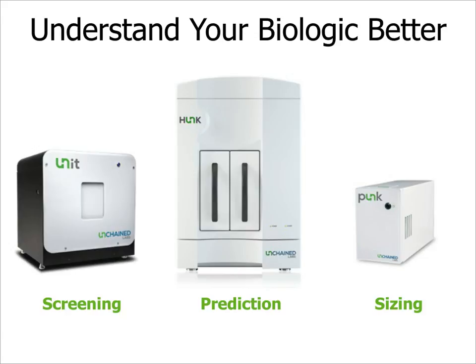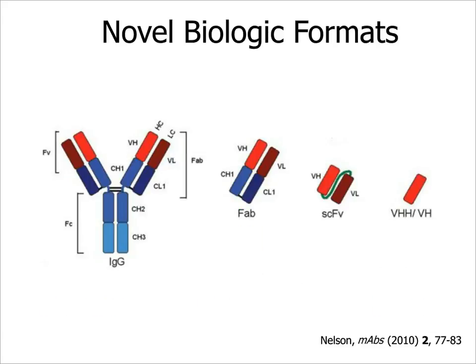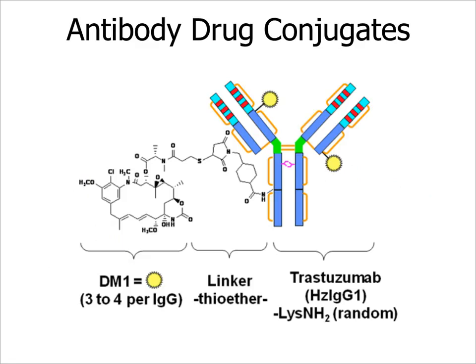We're seeing a lot of novel formats of biologics going through various stages of development, whether they be Fabs, fusion proteins such as single-chain variable fragments, or heavy-chain antibodies. And of course, there's antibody-drug conjugates, which combine the specific targeting capabilities of antibodies with a highly cytotoxic drug.